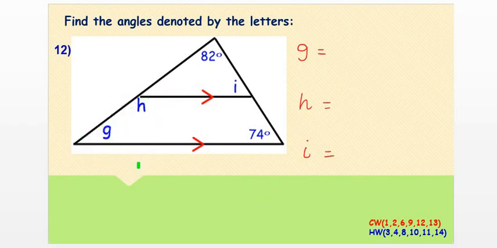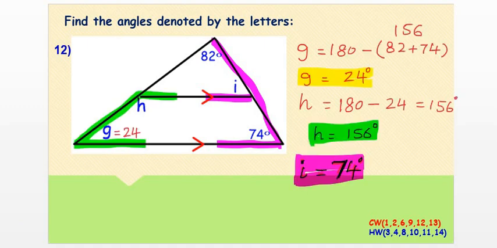And to get the value of I, it's very simple because we have an F shape over there. We have two parallel lines, and this is the line that is the transversal. So I will be equal to 74. Better pause the video here and complete the question on your own.